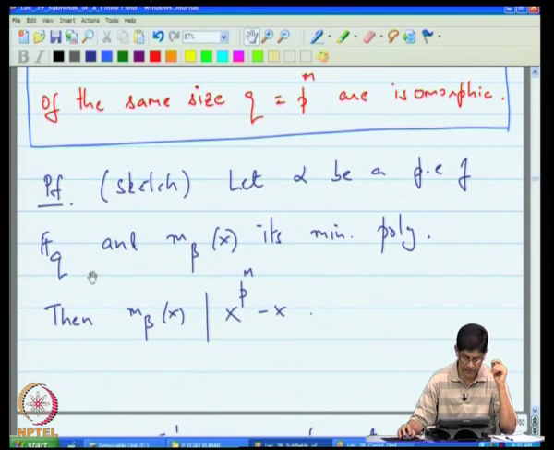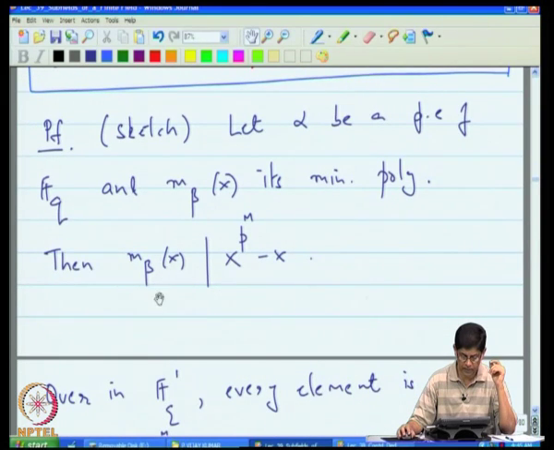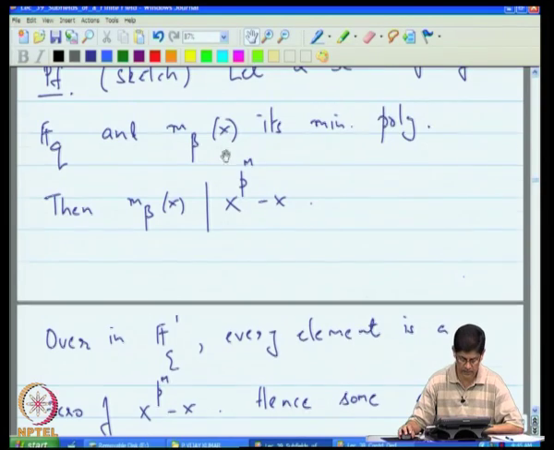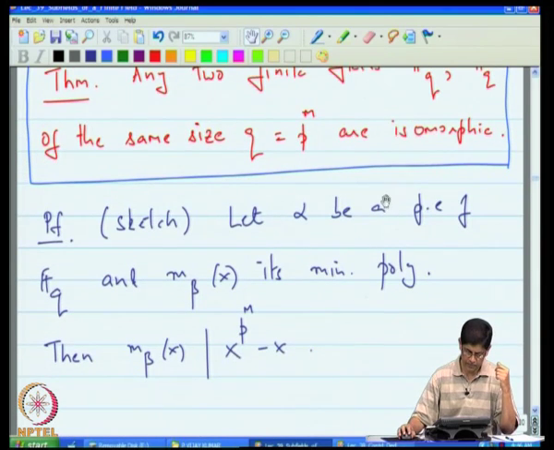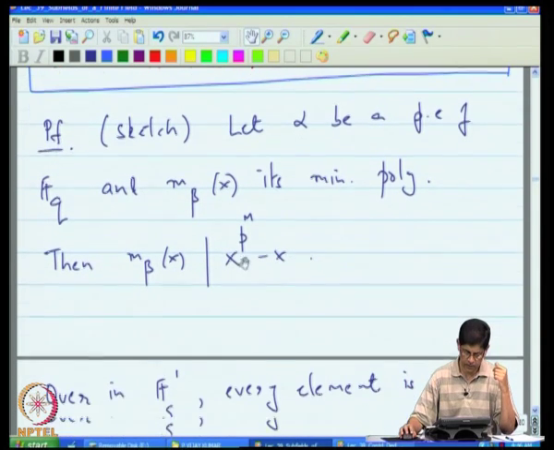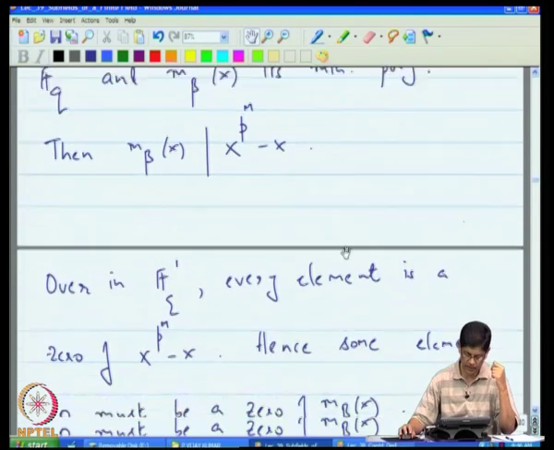Let us say that alpha is a primitive element of F_q and m_beta(x) its minimal polynomial. Then we know that m_beta(x) divides x to the p to the m minus x, because all the elements of the finite field of size p to the m are zeros of this polynomial, and that also applies to beta, and therefore the minimal polynomial must divide this. There are two finite fields here, F_q and F_q prime. What we did here was start with F_q, pick a primitive element, identify its minimal polynomial, and note that it divides x to the p to the m minus x.